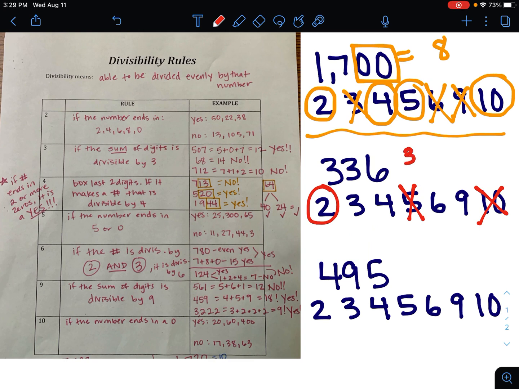3 plus 3 plus 6. 3 plus 3 is 6, plus 6 would make 12. I don't think I have enough room to leave that without making it too cluttered. So then we leave that sum there because 3 and 9 are both about the sum of the digits.